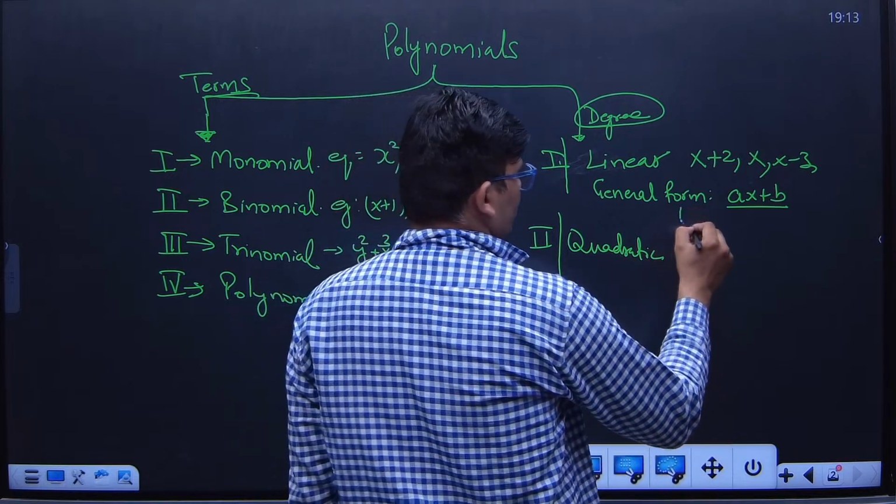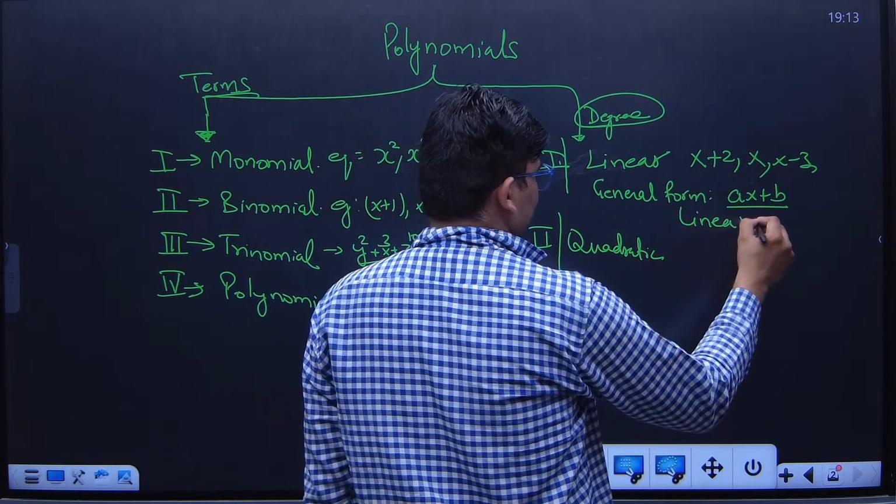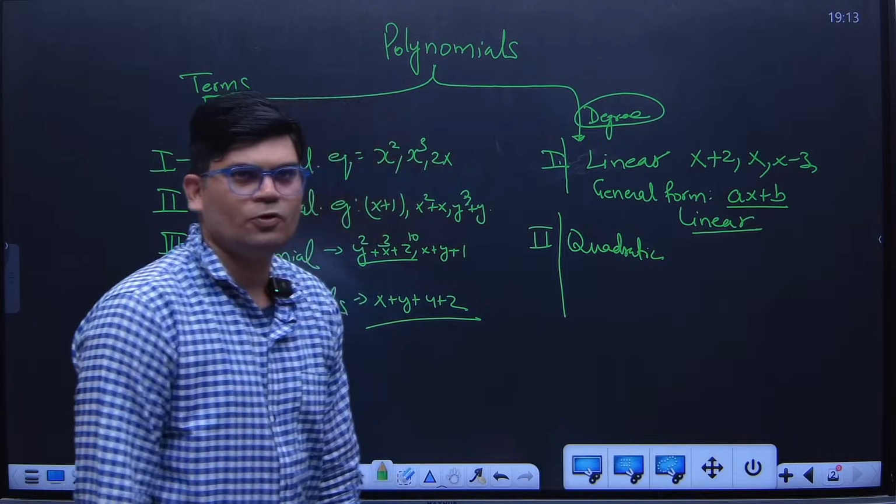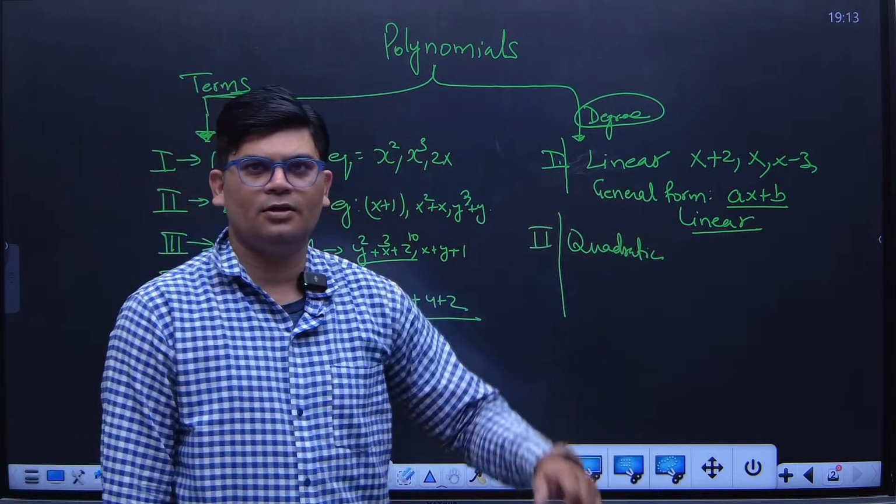Okay, I am also going to tell you the graph of this. The graph of this is going to be linear. Linear means it is a straight line.